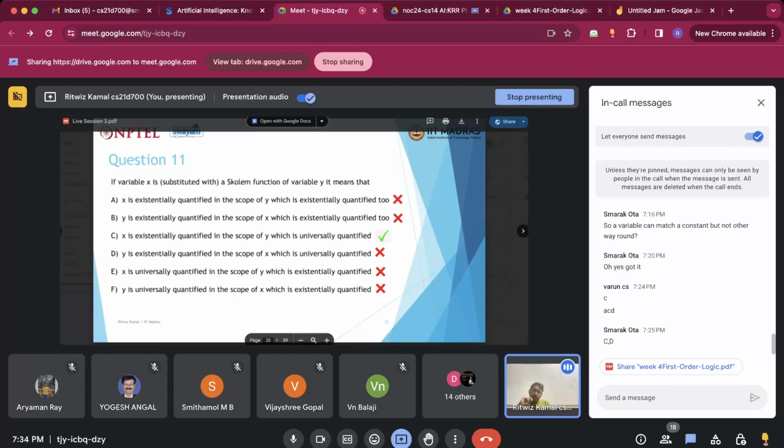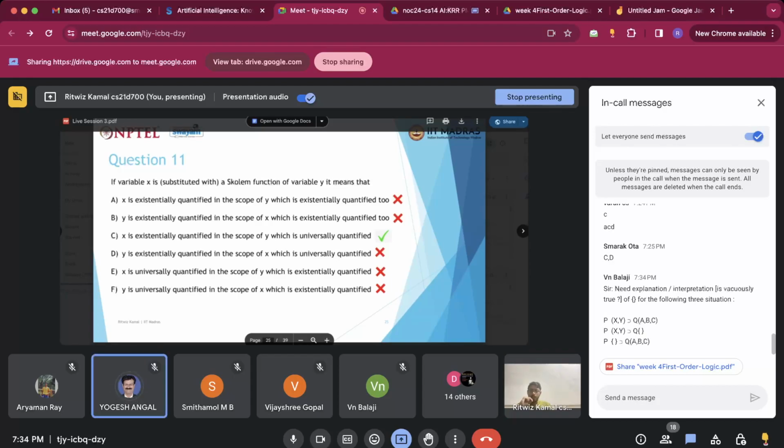And if you still have any specific doubt, then you can always post it in the discussion forum and Bhaskar and sir will be addressing it. Okay, sir. Yeah, I hope that helps.